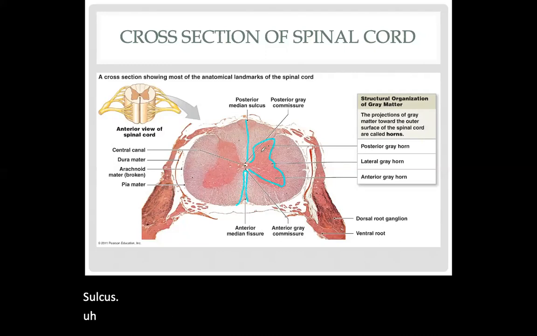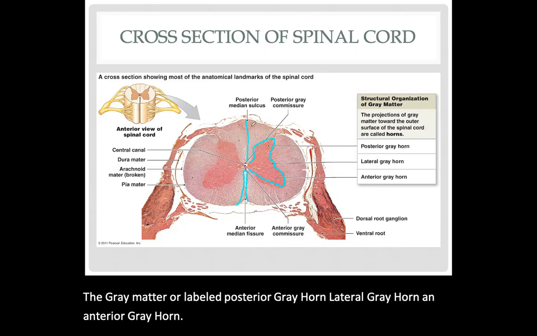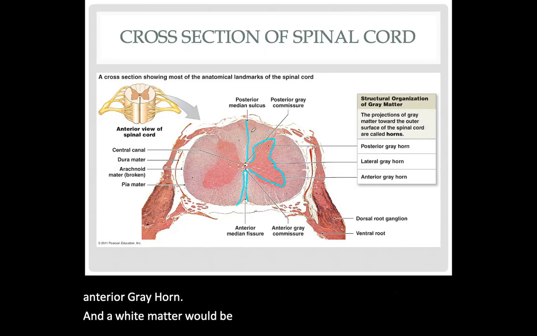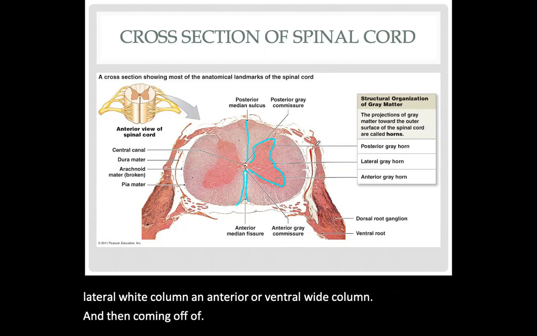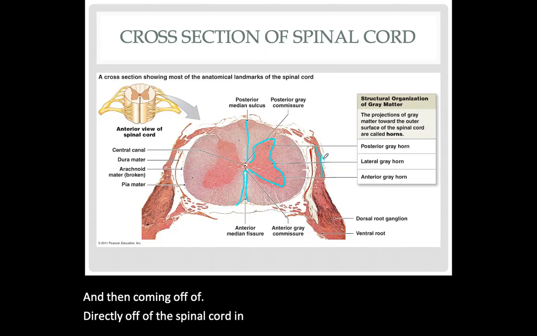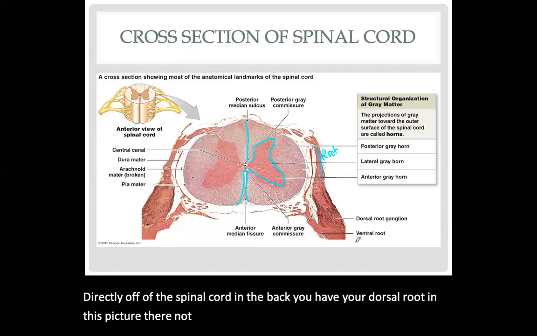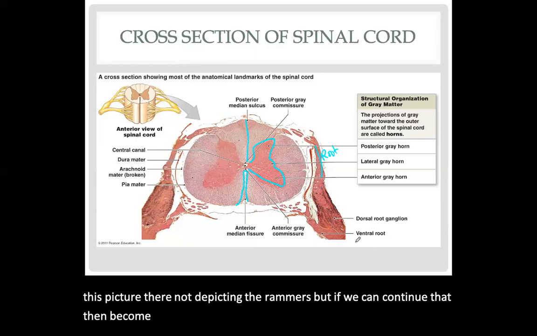The gray matter are labeled posterior gray horn, lateral gray horn, and anterior gray horn. And the white matter would be the posterior or dorsal white column, lateral white column, and anterior or ventral white column. And then coming directly off of the spinal cord, in the back you have your dorsal root, and in this picture they're not depicting the ramus, but if we can continue that, then it becomes the ramus, or rami if we're talking about both of them.